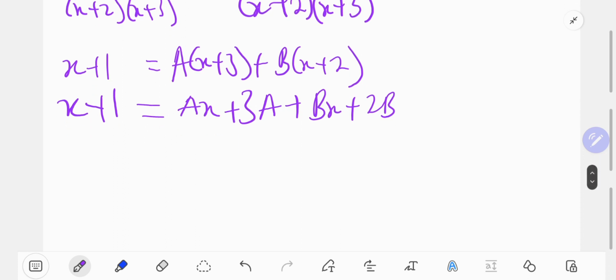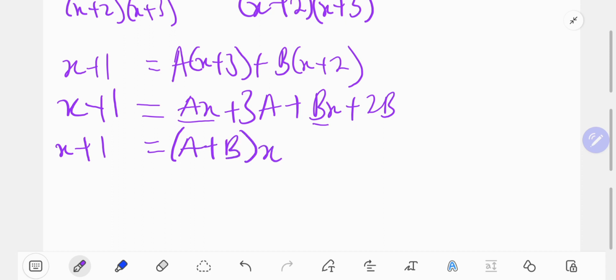Okay, now at this point, what we are going to do is to group like terms. So we are combining all the x's and then all the constants. So we can combine the x and write it as a plus b multiplying x. Okay, there's an a here, there's a b here, they all have x attached to them, so we can combine them by factorizing out the x. Then plus the rest are just constants because there's no variable attached to them.